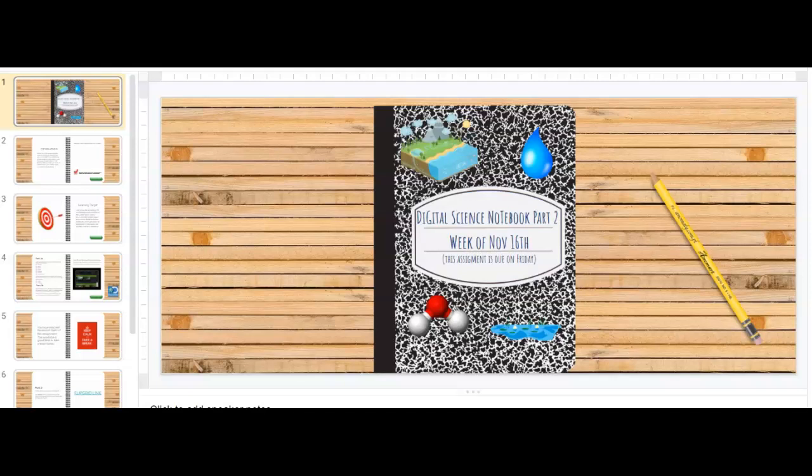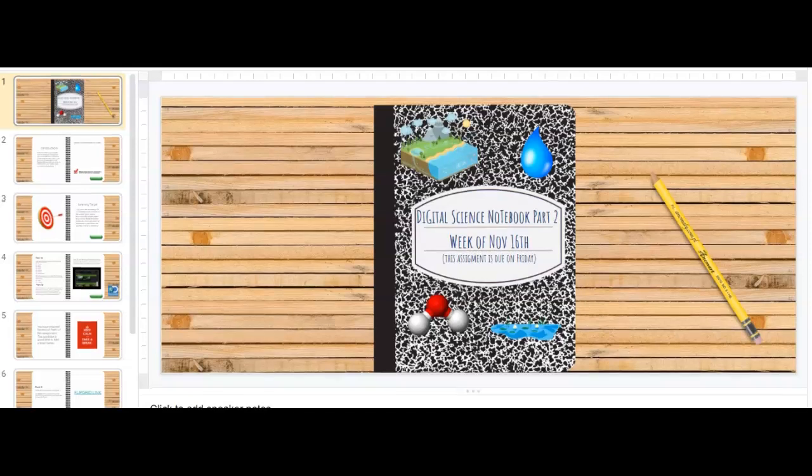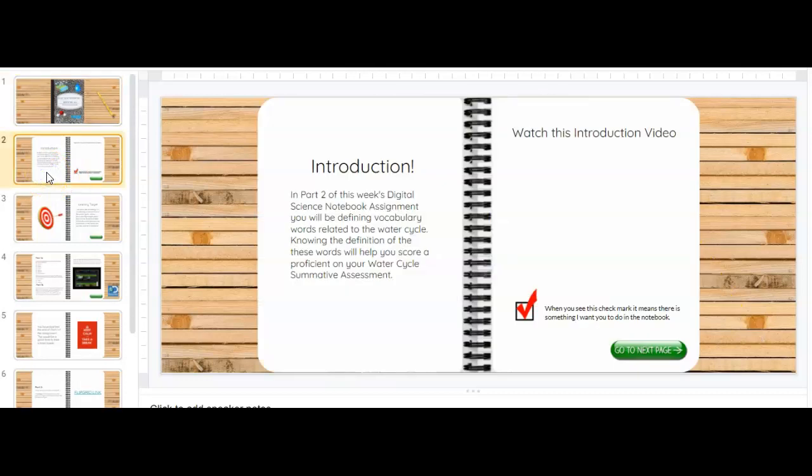This digital science notebook part 2 is going to look really similar to what you did last week in your digital science notebook. I gave you 90 minutes to do this, so it's going to be broken down into 2 parts, and I'll show you when a good time to take a brain break is. On our first slide here is our introduction.